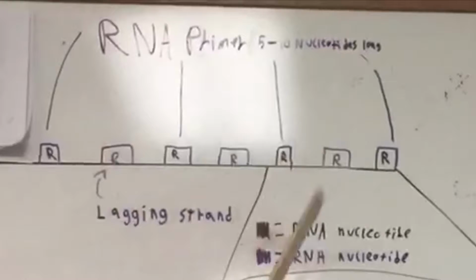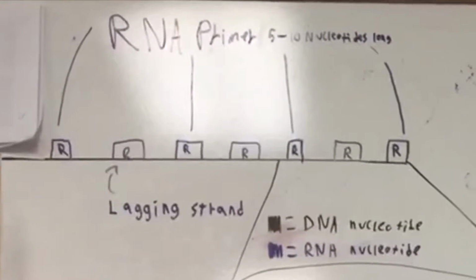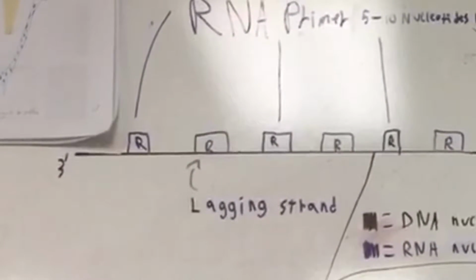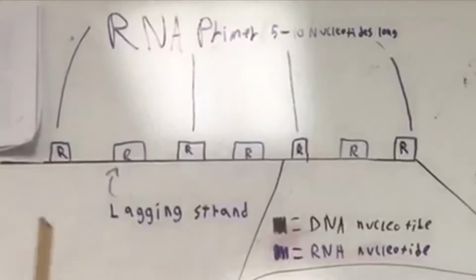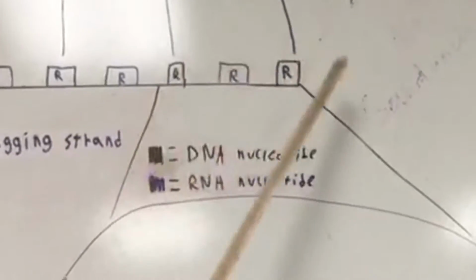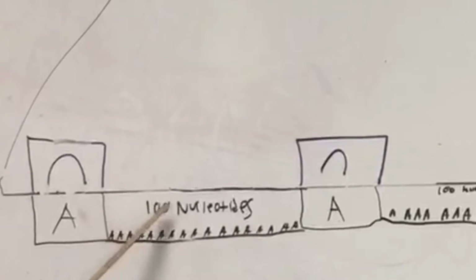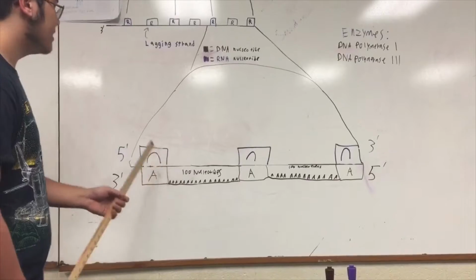So here you can see that we've got the lagging strand of DNA, which has already been split and primed by primase. So here you have your RNA primers, which are every 100 nucleotides, and each of them is 5 to 10 nucleotides long. It's kind of variable here. So we're going to zoom in on this little section. Here you've got your adenine, and then your 100 nucleotides of adenine. These boxed ones represent the 5 to 10, by the way.